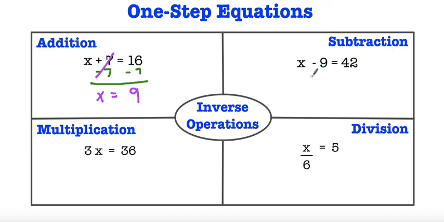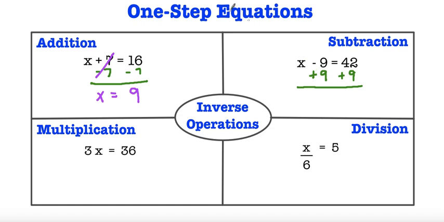Here I have a subtraction example. So I have x minus 9 is equal to 42. And what I need to do is isolate my x. So in order to do so, I need to apply the inverse operation. And the inverse operation to subtraction is addition. So I'm going to add 9 and add 9 here.